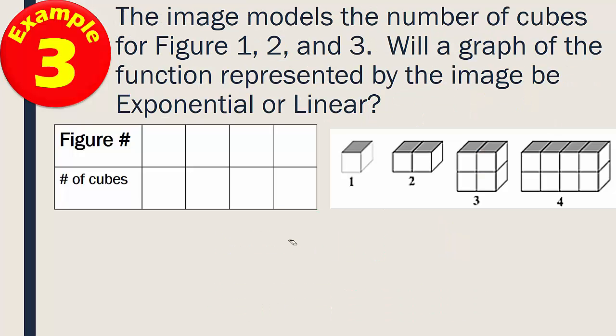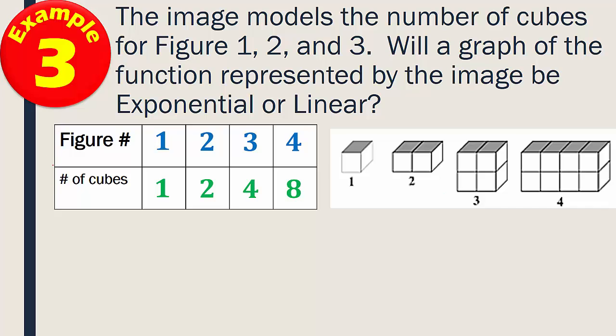Next example. We've got a table. This models the number of cubes for figures 1, 2, and 3. And we want to know if this is going to be a linear or exponential function. So the easiest thing to do is to make a table. So we've got figure 1, which has 1 cube, 2, which has 2 cubes, and so on and so forth.